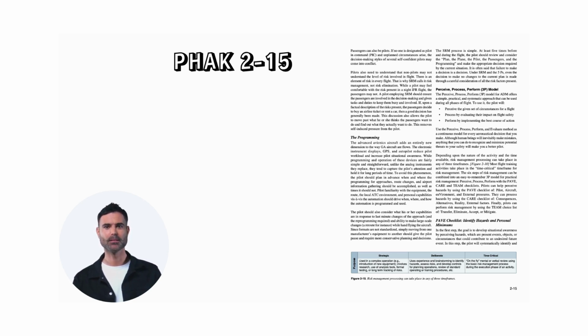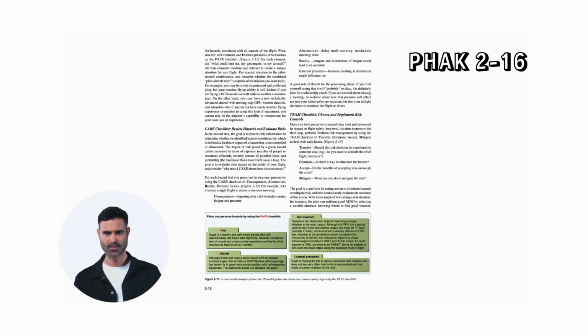PAVE checklist. Identify hazards and personal minimums. In the first step, the goal is to develop situational awareness by perceiving hazards, which are present events, objects, or circumstances that could contribute to an undesired future event. In this step, the pilot will systematically identify and list hazards associated with all aspects of the flight: pilot, aircraft, environment, and external pressures, which makes up the PAVE checklist.